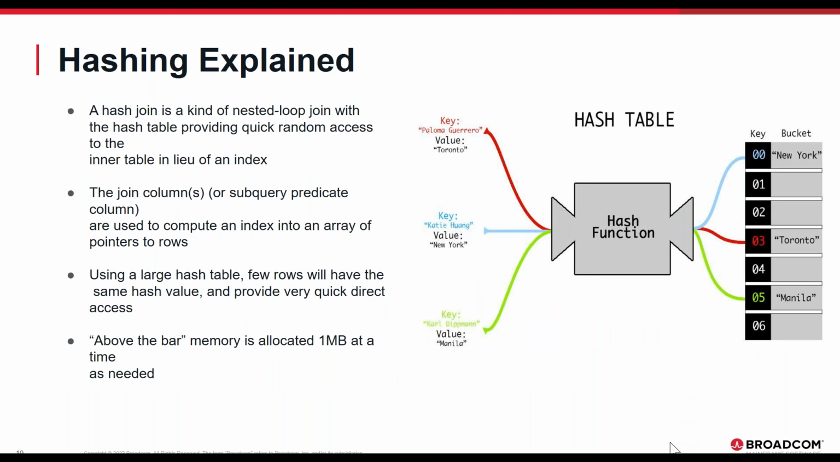So if you're not familiar with hashing, I like to think of it as a kind of temporary index. In other words, a fast way to randomly access rows, because it is actually using a nested loop join. Each qualifying outer table row is probing that inner table. And if you had an index, that's how it would do it. But if you don't have an index, then the hash table provides that quick access.